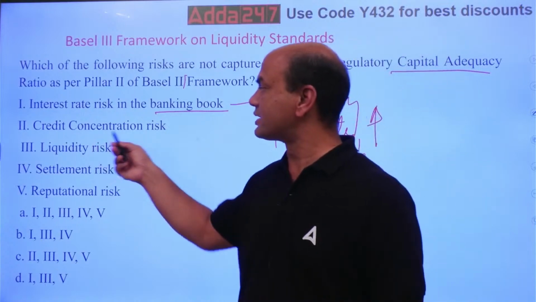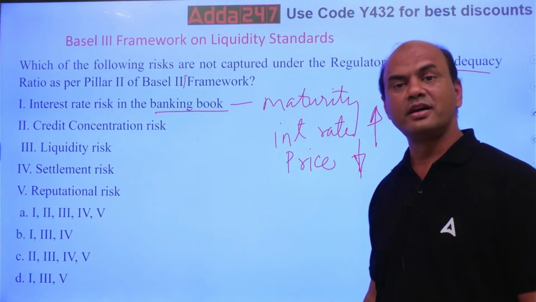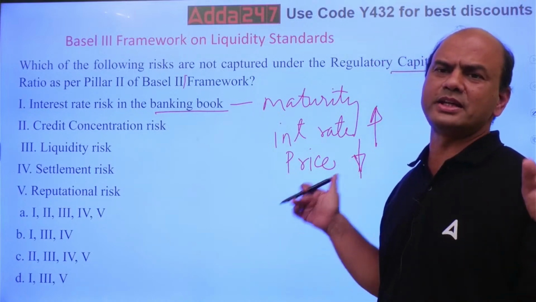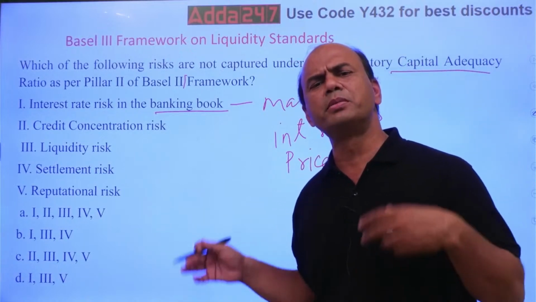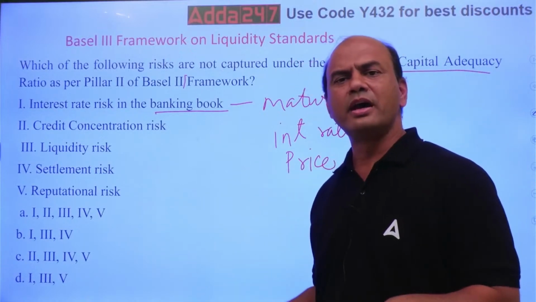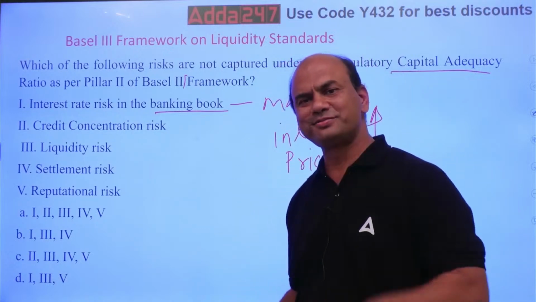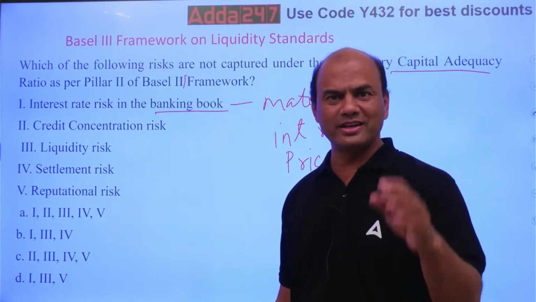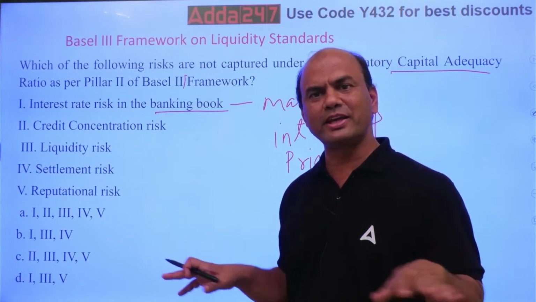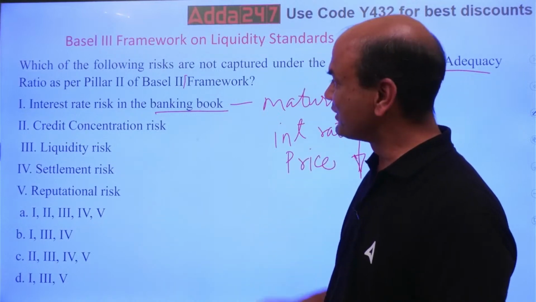Credit concentration risk. This is also not captured. What is concentration? Let's say I have 1 lakh crore rupees to give as loans, and I give the complete 1 lakh crore rupees to the IT industry. Everything. Tomorrow what happens? If the IT industry is down, my bank is flat. Gone. Isn't it? So this is concentration.